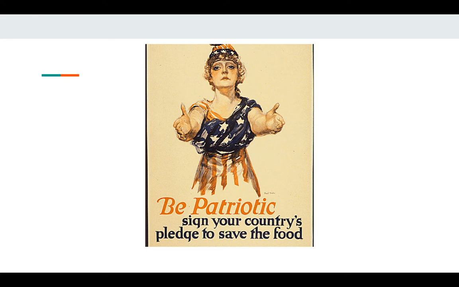So, again, this kind of goes along with the food conservation method where Americans were encouraged to ration their food portions, make sure that we had plenty of food to send overseas, and those types of things. So the intended audience of this poster is pretty much everybody, and the message that they're trying to get across is food conservation.